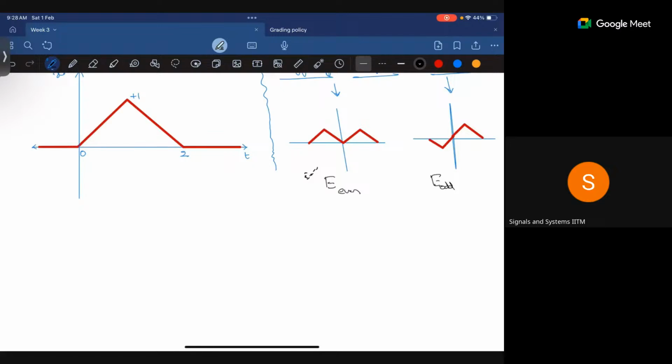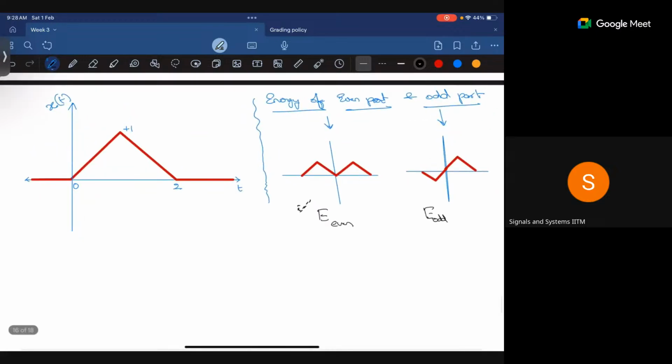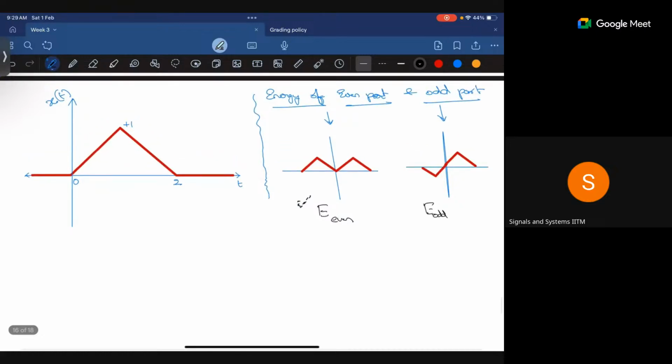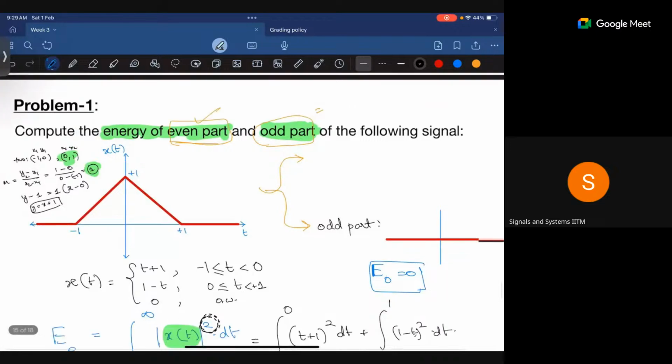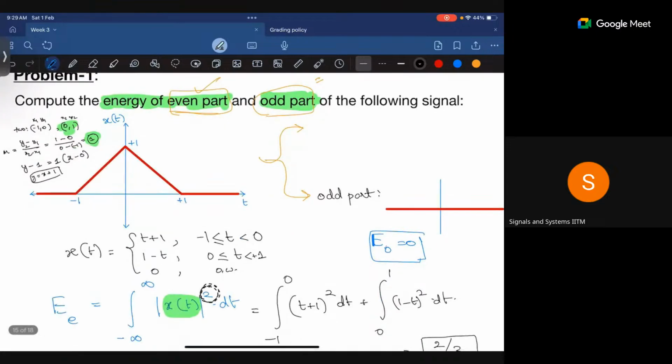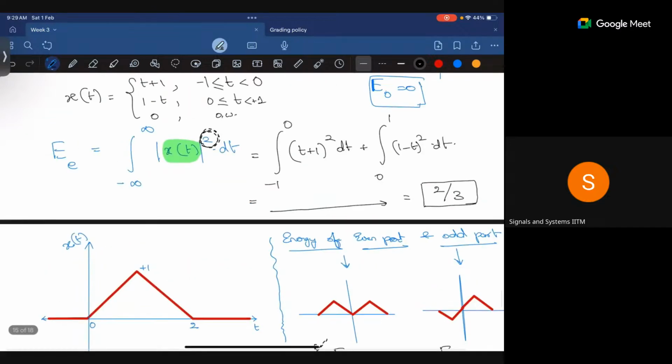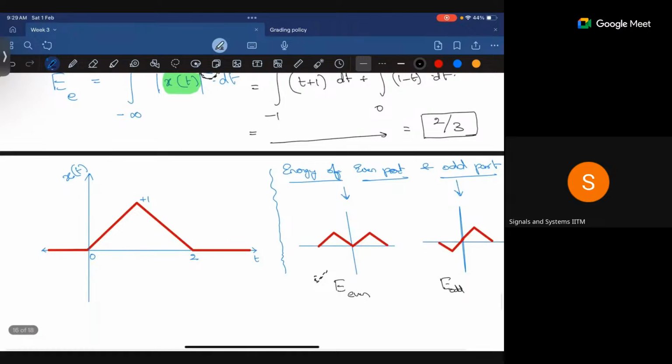Okay. So in this case, I'm not doing this again, but you can do this. Sometimes questions may not be directly asking for the energy of the given signal, so be careful what we are asking. If we are asking you to compute the energy of the even part and odd part separately, then you have to draw the even part and odd part, then write the analytical expressions, then substitute them in the formula. Okay, so that is how you have to do.